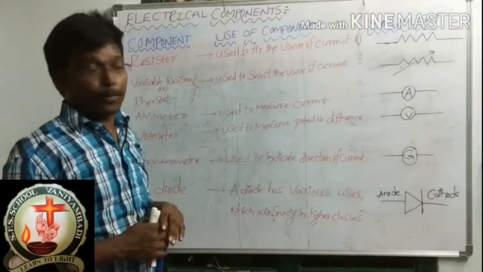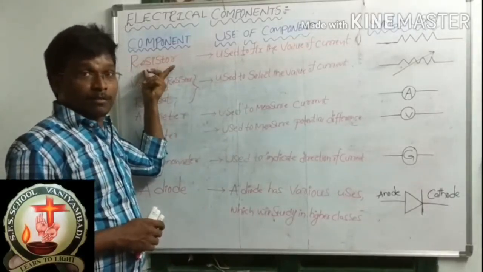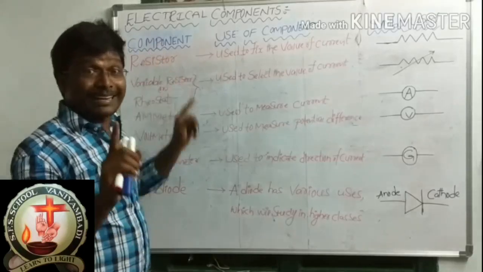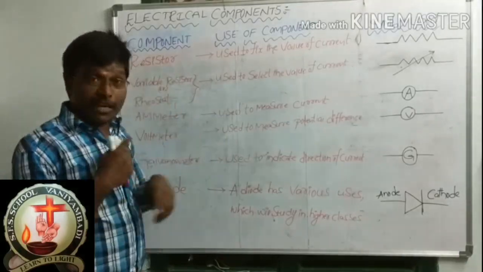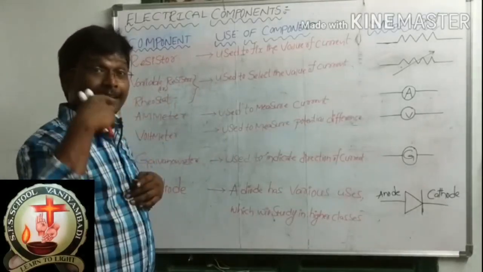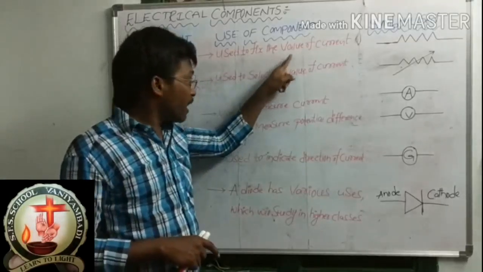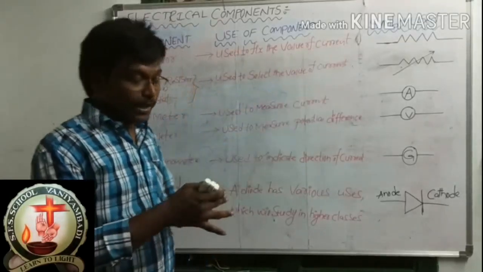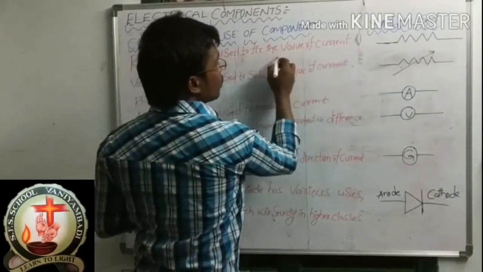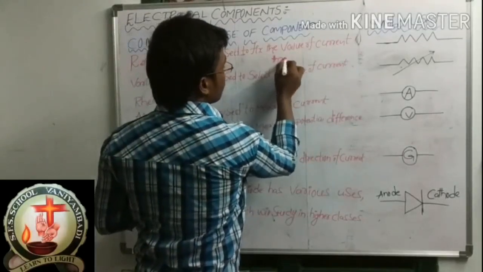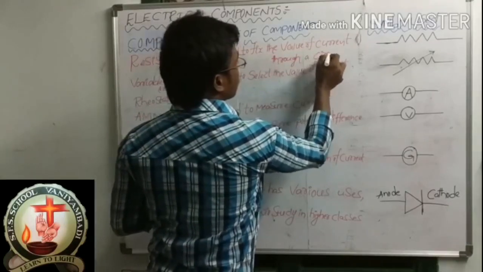Please listen carefully. Component. First one is resistor. What is the first component name? Resistor. For what purpose can we use this resistor in electrical circuits? Used to fix the value of current through a circuit.